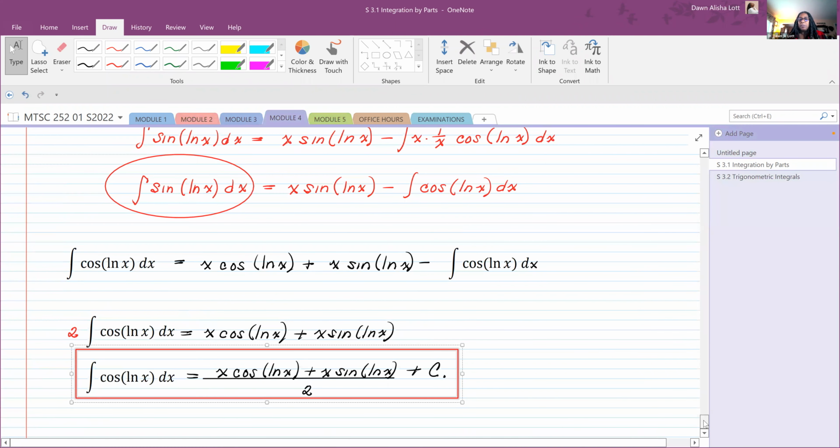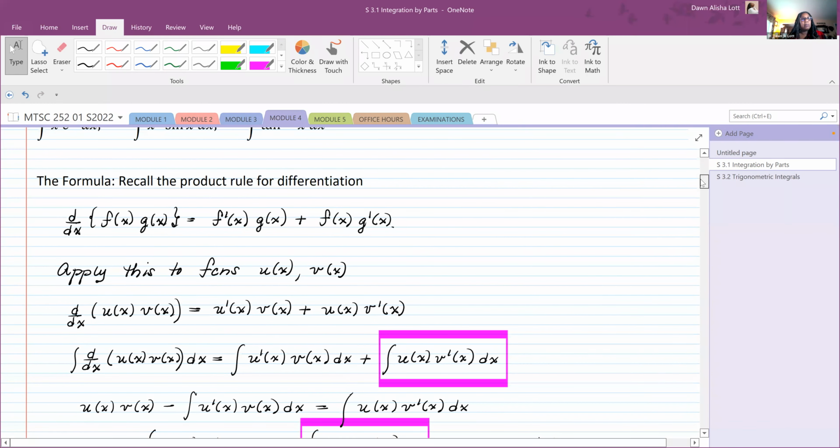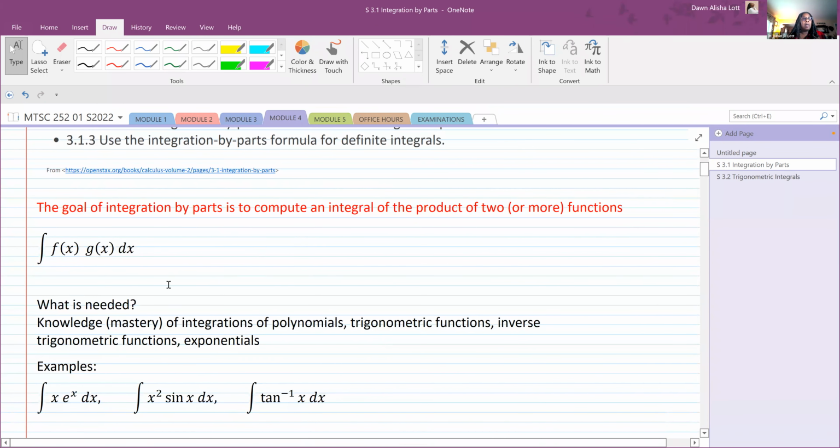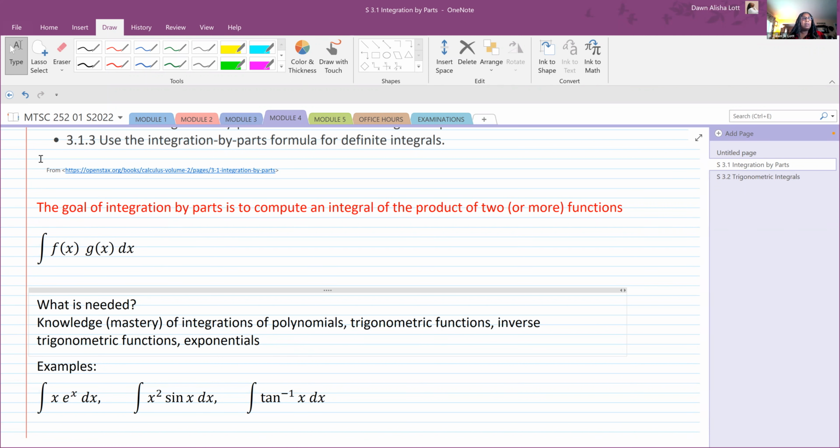I did say something in the very beginning. I said, what is needed? So knowledge or mastery of integrations of polynomials, trig functions, inverse trig functions, and exponentials. Got to know those things. Okay, and then of course, differentiation of all those other functions.